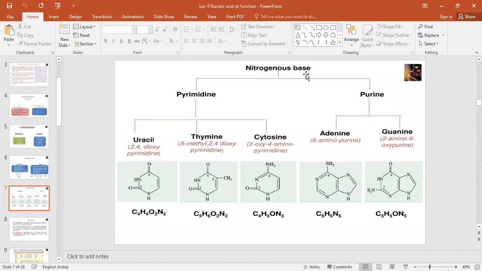The next one is the purine. Have you understood the structure of pyrimidine? How to draw? Got my point or not? Or shall I repeat? Tell me. Should I repeat or did you get the point? You are listening to me or not? Yes.